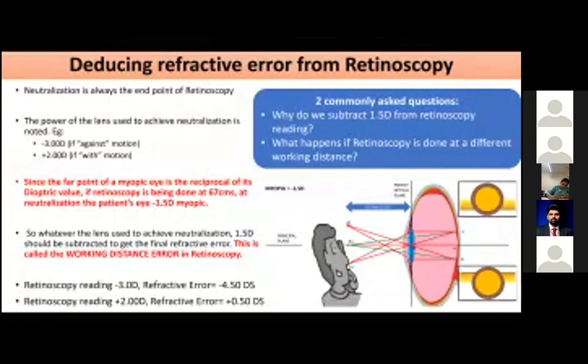And someone can ask, what happens if the retinoscopy is done at a different working distance? If it is done at a different working distance, again, the working distance error will change depending on the working distance. So if you do it at 1 meter, you have to subtract 1 diopter. If you do it at 2 meters, you subtract 0.5 diopter, and if you do it at 50 centimeters, you have to subtract 2 diopters. So this is how retinoscopy is done, and this is how we get the refractive error.